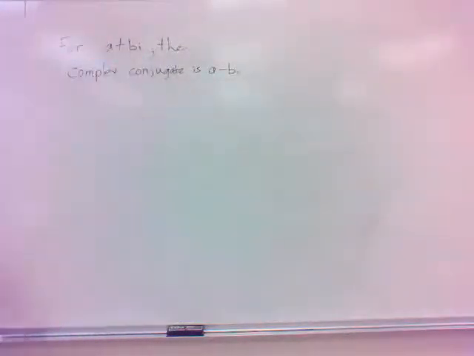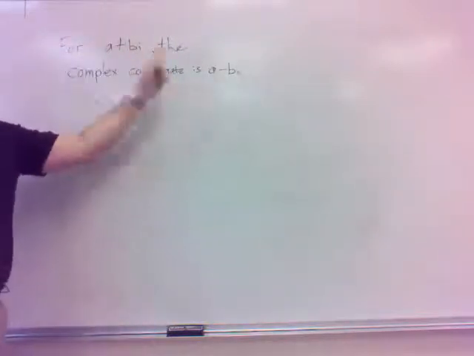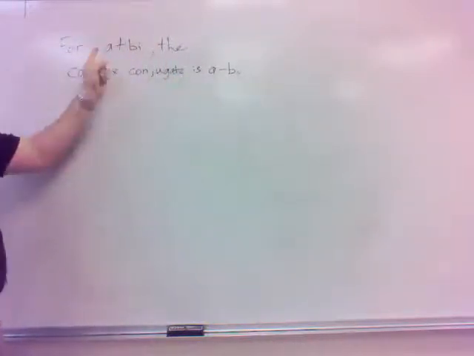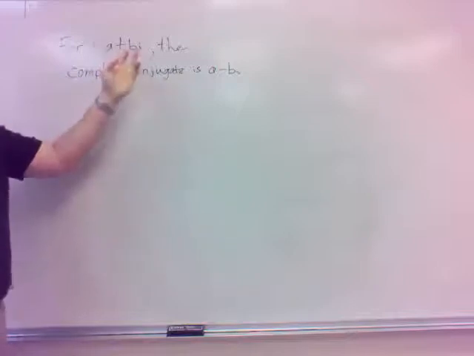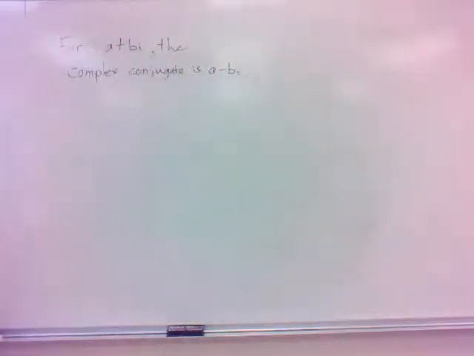Now, how are those related? Well, they're very much related because the only difference is the sign between them, right? This one is a plus bi. A and b are just numbers. But then I have a plus. There I have a minus. Okay? So if you want the conjugate, you just change the sign there.